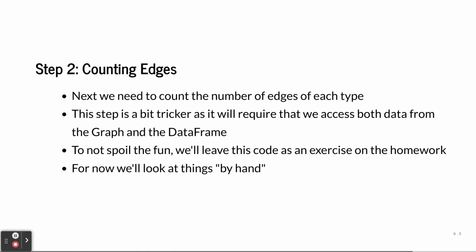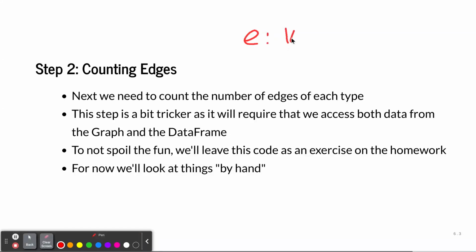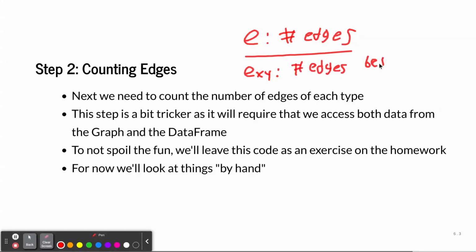Now that we've counted frequencies, we need to be able to count our edges. First, if you remember the key numbers that we needed, we needed E, which would be the total number of edges. This one's pretty easy. We can just get that directly from NetworkX. And then we also need EXY, which would be the number of edges between X and not X.